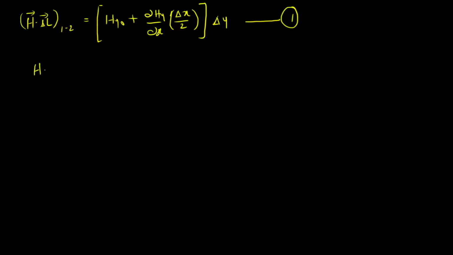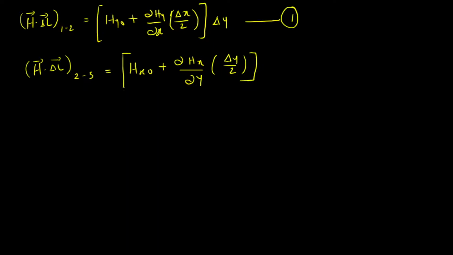Next, H dot delta L along 2 to 3 will come as Hx naught plus del Hx by del y times delta y by 2, as I just explained, and this will be in the minus delta x direction. So this is my second equation.